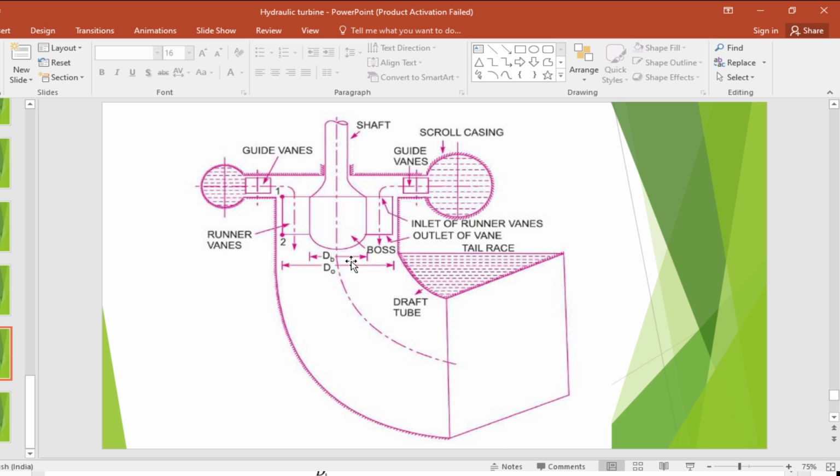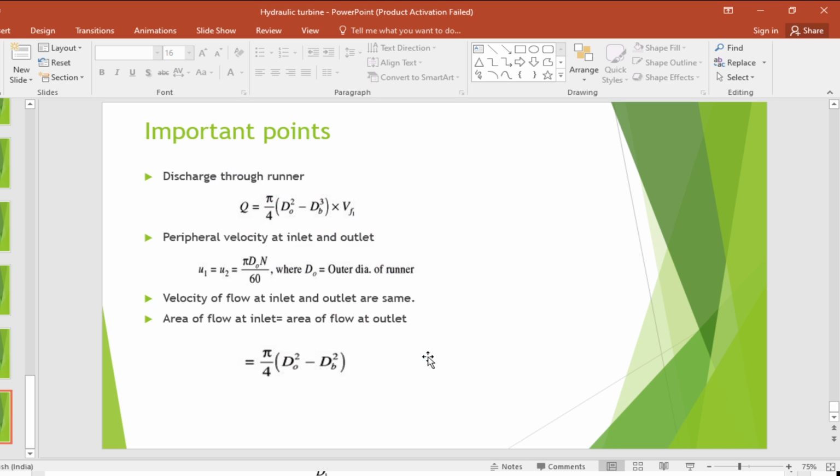Now here you can see the draft tube also. I hope you remember what a draft tube is. A draft tube is nothing but a large pipe of increasing diameter, which is provided at the exit point.